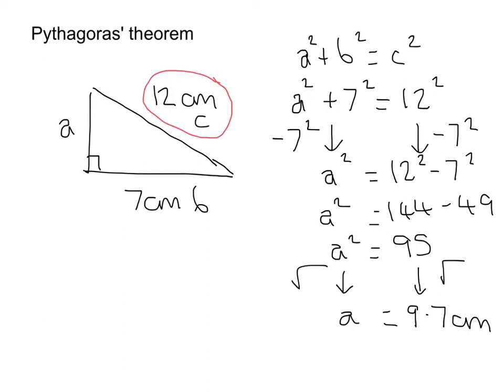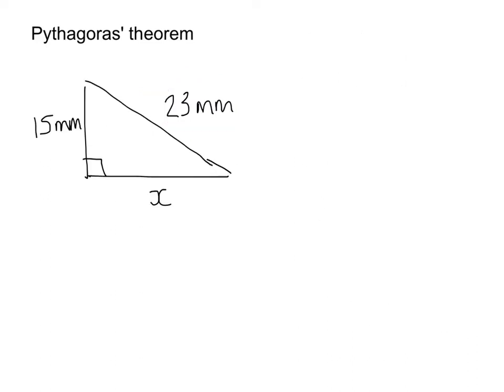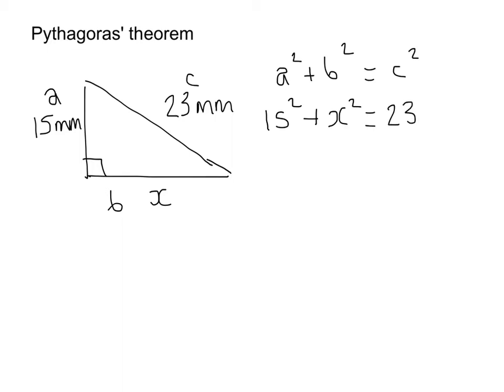And we'll look at one final example, and this time we'll use it to work out B. Okay, so this time we've got A and C, and we'll be trying to work out B. So let's label those A, C, B. Let's write down the formula. A squared plus B squared equals C squared, and substitute into the formula, meaning we've got 15 squared plus B squared, or in this case, sorry, I should say X squared, because that's what the side's been called. So 15 squared plus X squared equals 23 squared.